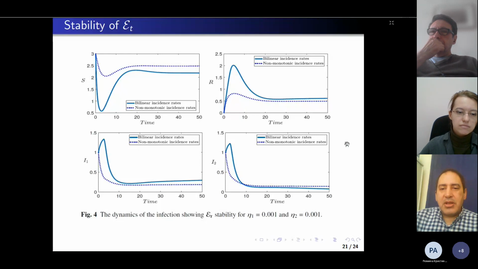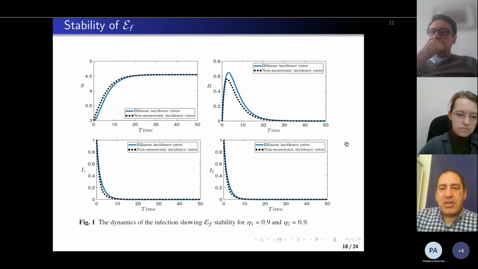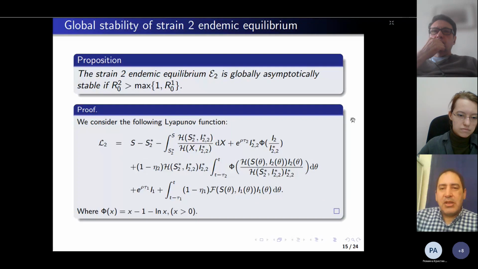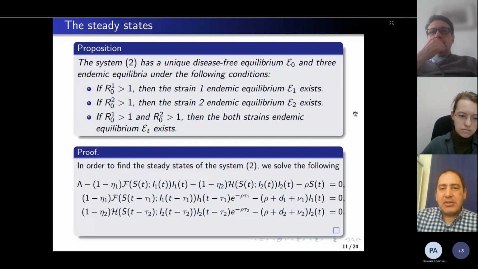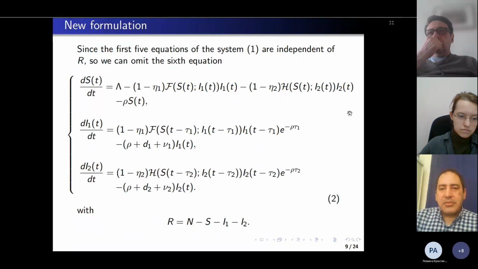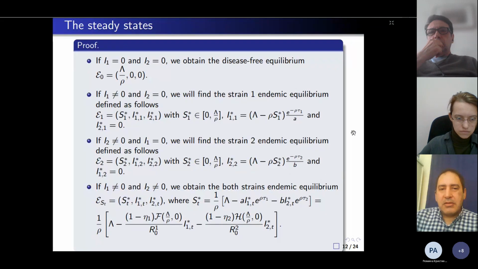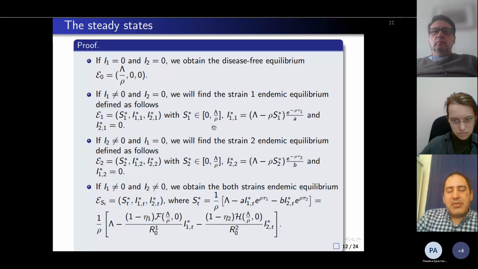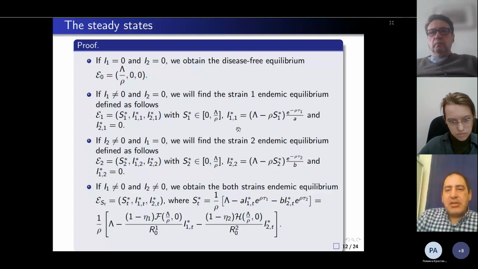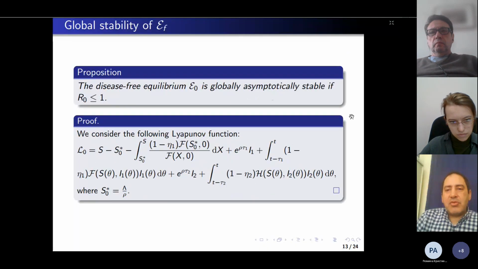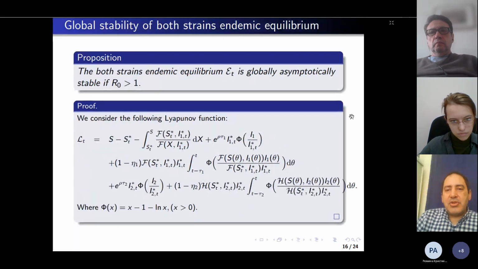If I understand the second question here, theoretically we have this: for example, we take the susceptible, it belongs to the interval from 0 to gamma divided by rho. So theoretically, we are not sure that the susceptibles go to 0.